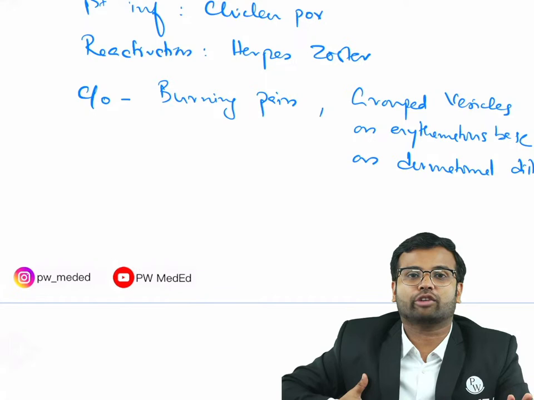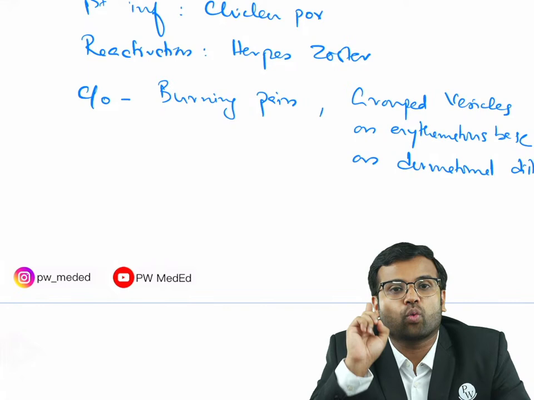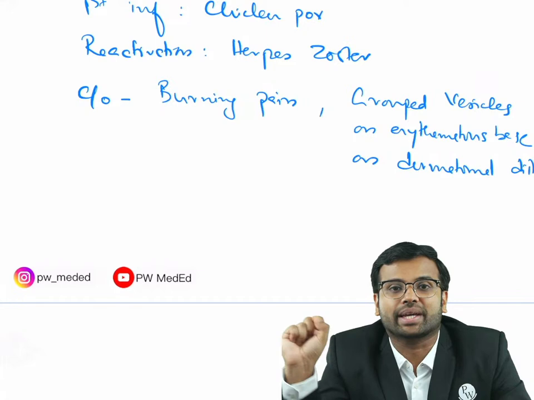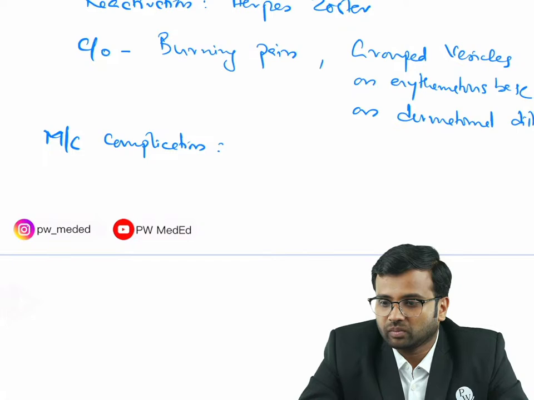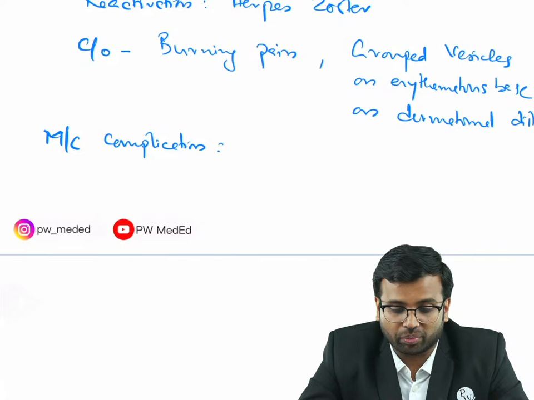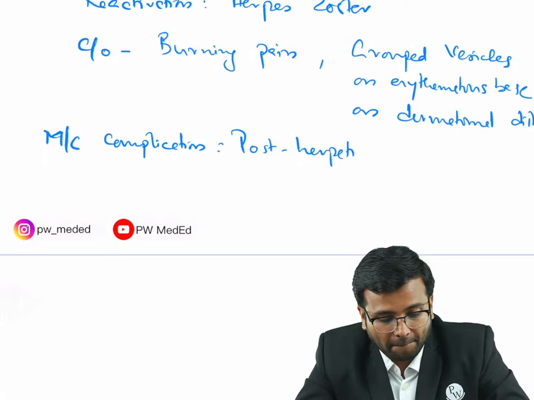Now, what is the first advice that you will give, or what are you going to tell the patient, which is the most common complication of this condition? So the next question is, what is the most common complication of this condition? The most common complication of this condition, very good Bhargavi, Dr. P, who are all answering, this is going to be post-herpetic neuralgia.